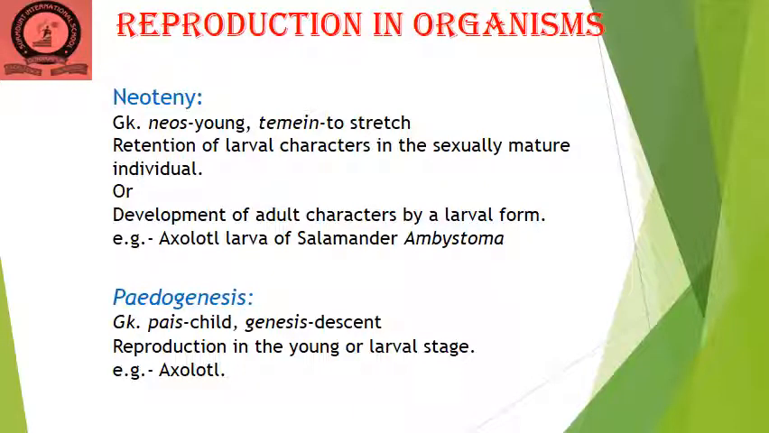Here are two terms related with reproductive phase: neoteny and pedogenesis. In lower organisms like amphibians, there is a stage called larval stage, which comes between child and adult stage. Each organism turns into larval stage and then achieves adult morphology, and this process of conversion is called metamorphosis. Neoteny is retention of larval characters in the sexually mature individual, or development of adult characters by the larval form. Axolotl larva of salamander Ambystoma is an example of neoteny, whereas pedogenesis is reproduction in the young or larval stage, for example axolotl larva.